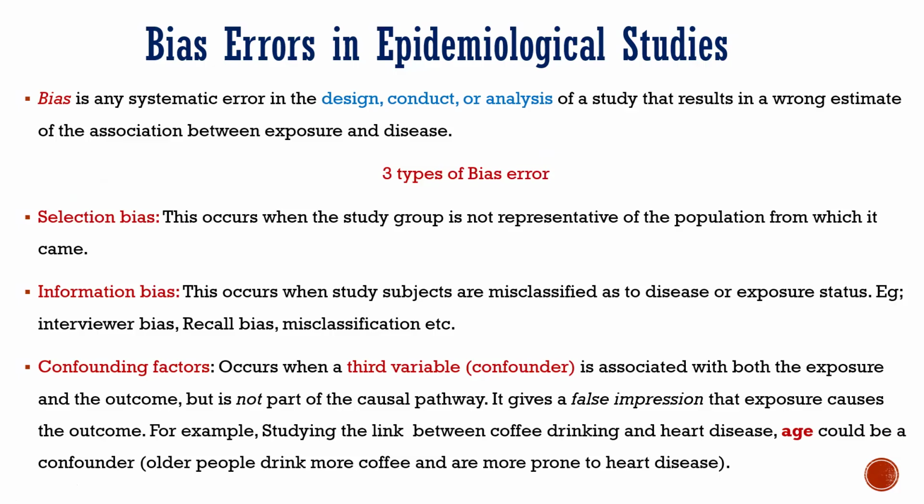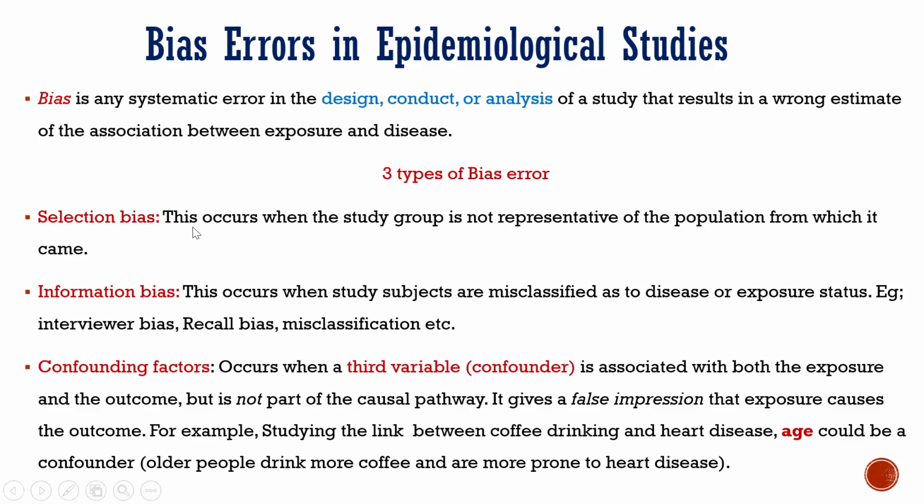So it's just like when you hear that something is biased, it means that something is wrong somewhere. When it comes to research, it can be in the design of the research, in the conduct of the research, or in the analysis of the results. That's where the error or the bias comes in. So there are basically three types of bias error.